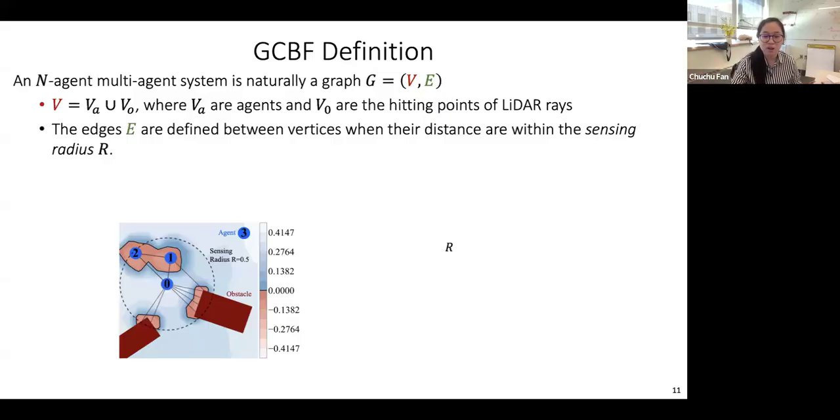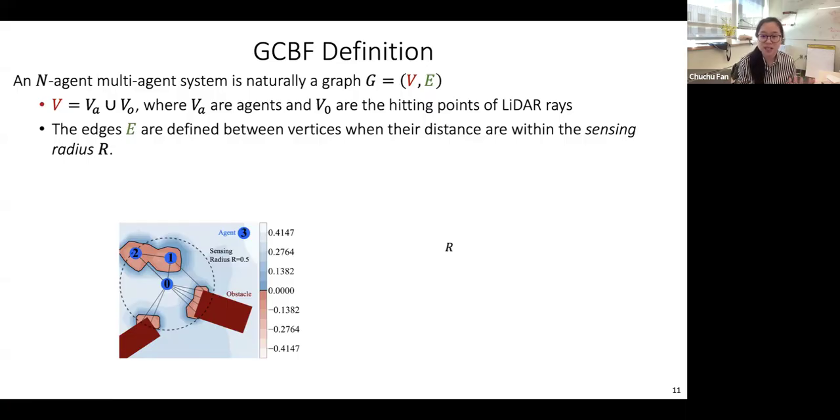My algorithm wouldn't really know there's a surface here. All it knows is that there are some hitting points, meaning there is a point obstacle there. Maybe these point obstacles represent some sort of shape that makes sense, maybe they don't. It doesn't really matter here. And the edges are defined whenever two nodes or vertices are close enough.